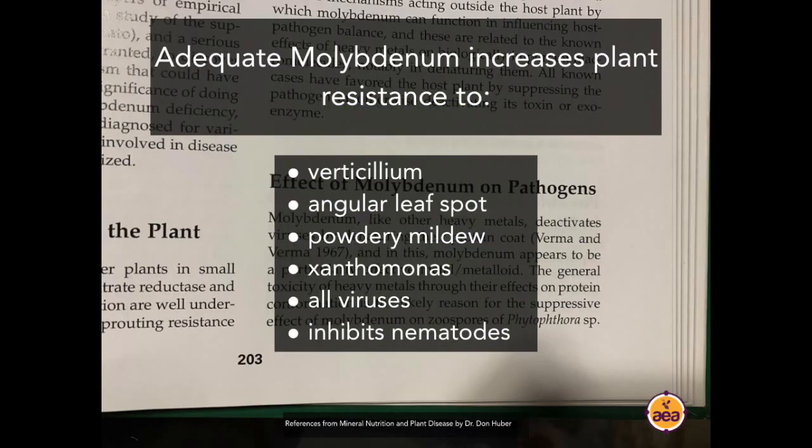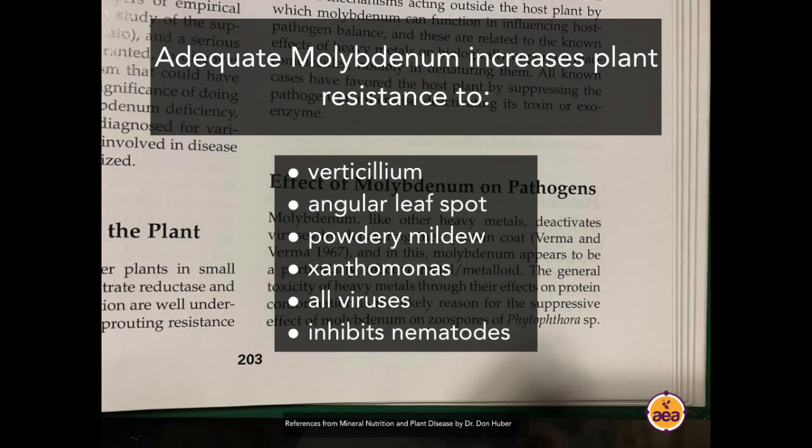Molybdenum can also increase plant resistance to a number of these different diseases. Verticillium, and angular leaf spot, I think, is a very interesting one. It's directly connected to angular leaf spot, as well as Xanthomonas viruses. And it also will inhibit nematode infections.